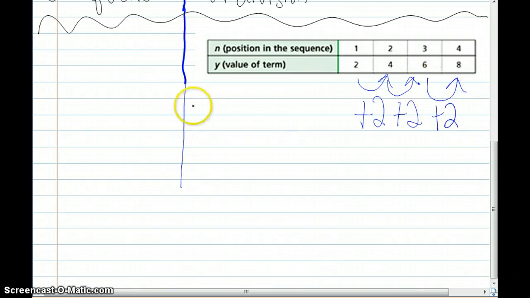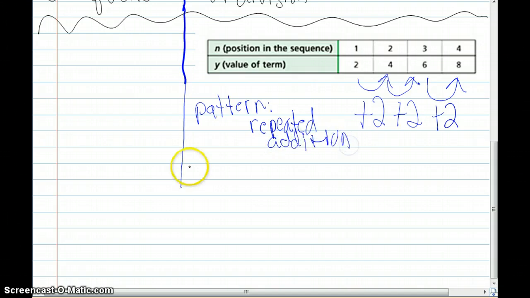So I see that the pattern is repeated addition. And since it's repeated addition, the sequence is automatically arithmetic. So if you're asked what kind of sequence is this, you would say arithmetic.